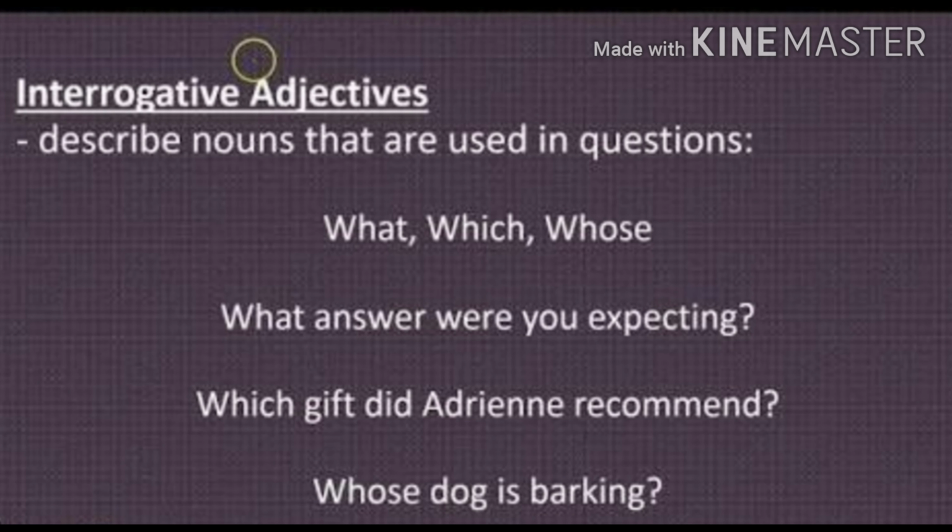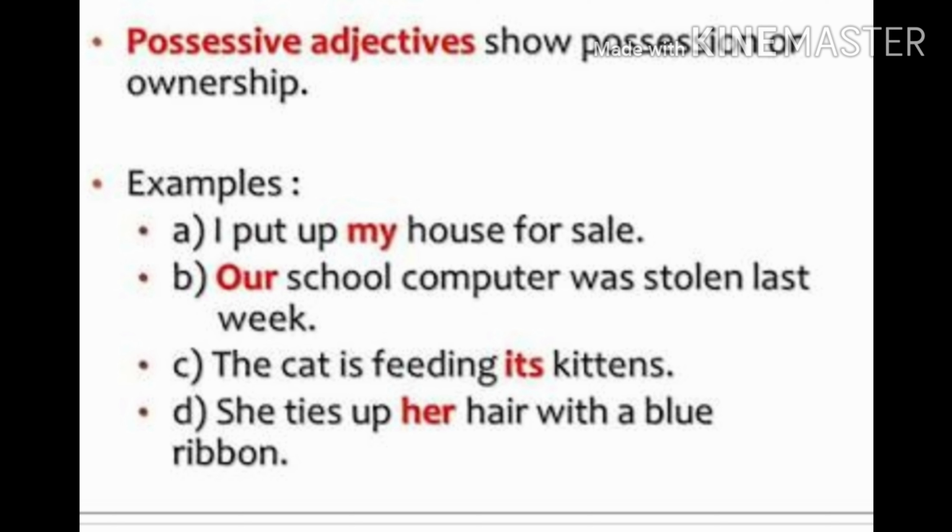Next are interrogative adjectives. Interrogative adjectives are used with nouns to ask questions. They are placed before the nouns. What, which, whose are some interrogative adjectives. Examples: What answer were you expecting? Which gift did Adrian recommend? Whose dog is barking?